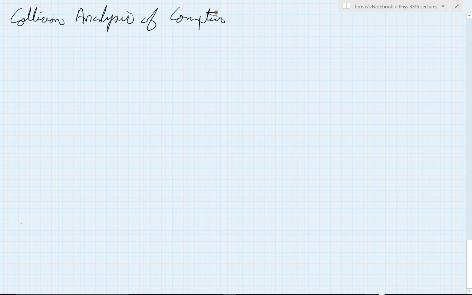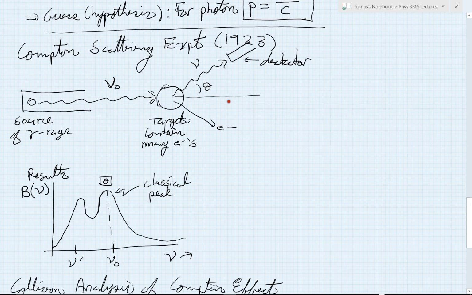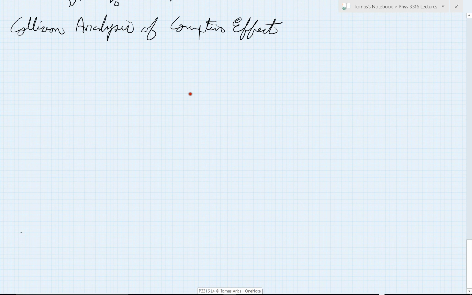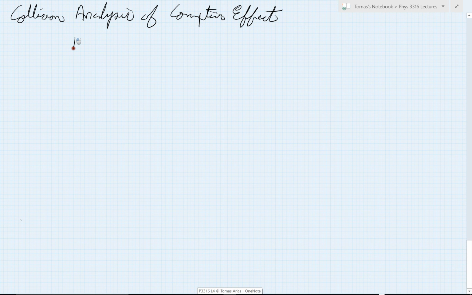The analysis of this effect, because we're talking about transfer of energy and momentum, comes down to a classic collision type of analysis. So this will be our collision analysis of the Compton effect. And of course, as in any good collision analysis, there's a before and an after.